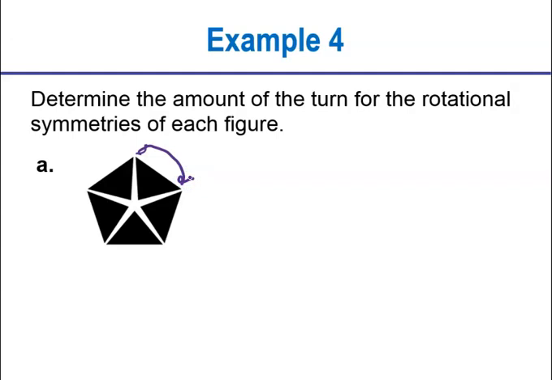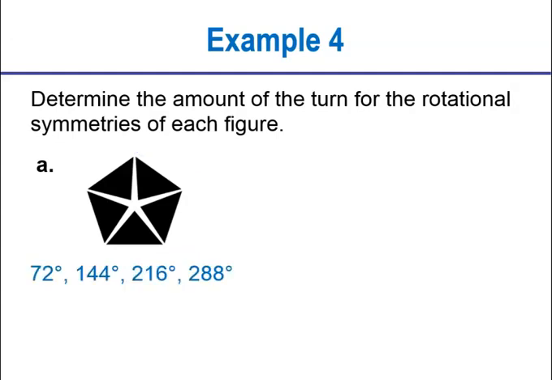Well, let's think about this. We're taking all the way around 360 degrees, right? How many sides do we have? Let's see, you have 1, 2, 3, 4, 5 sides. So if we took 360 and divide that by 5, so 360 divided by 5, that's going to give me 72 degrees.